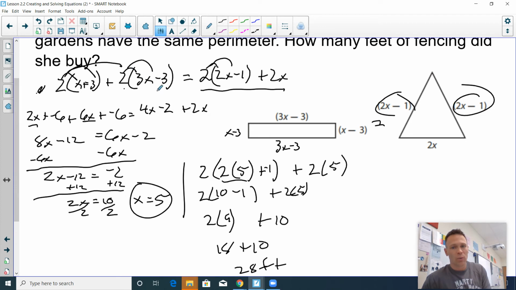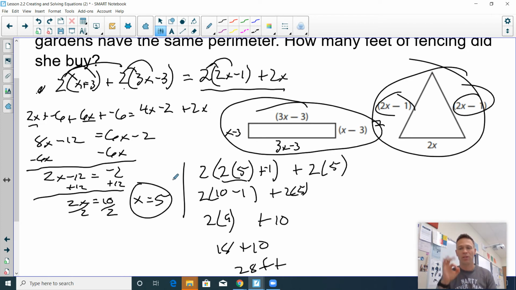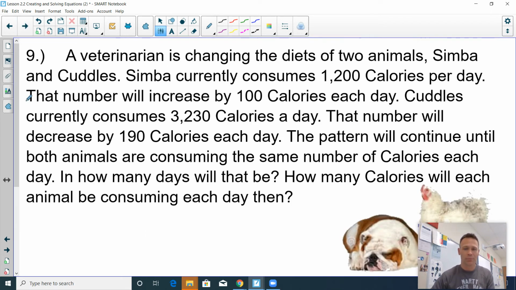So what did we do? We took the perimeter equation for this and set it equal to the perimeter equation for that because we were told the perimeters were equal. So I set them equal to each other. That allowed us to solve for x, and then we substituted x back in to find out how many feet of fencing there was. All right.